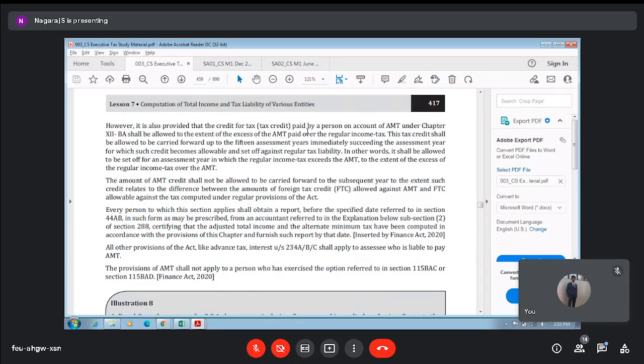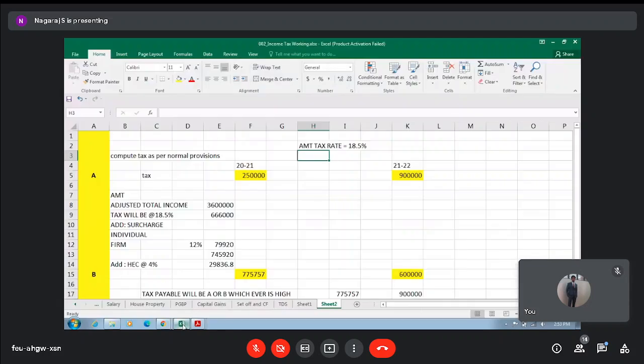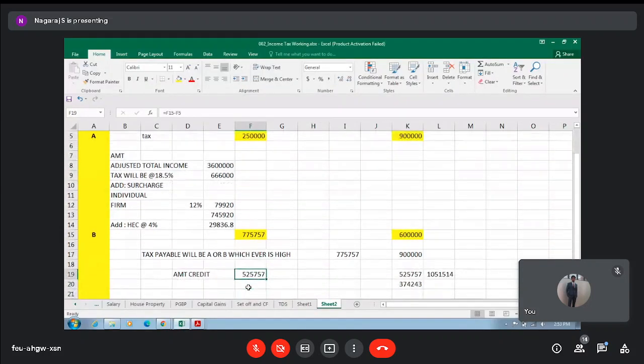This tax credit, I was telling about the tax credit, no? It has to be carried forward for 15 assessment years. How many years you can carry forward? 15 assessment years. That means in this year you are paying minimum AMT. Next year if you pay normal tax, you can set off. Again, if you are paying AMT in the next year also, add to this. That next year's 15 years. This year, 15 years. After 10 years, if you get the credit, then that credit will be carried forward for 15 years, like that.